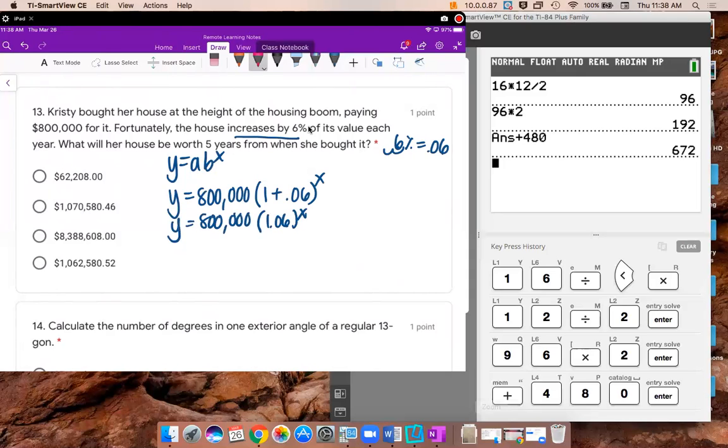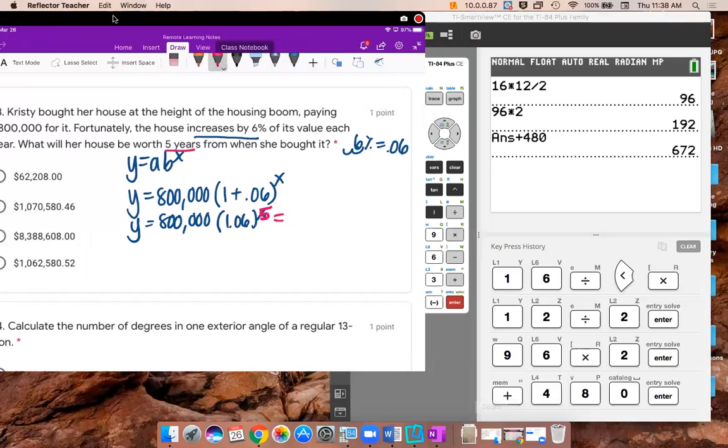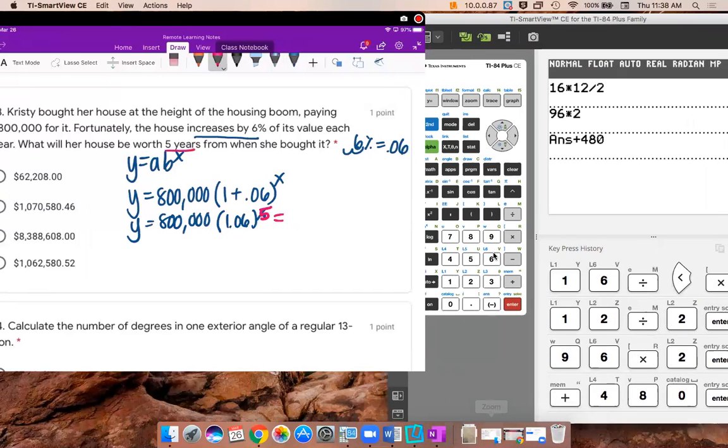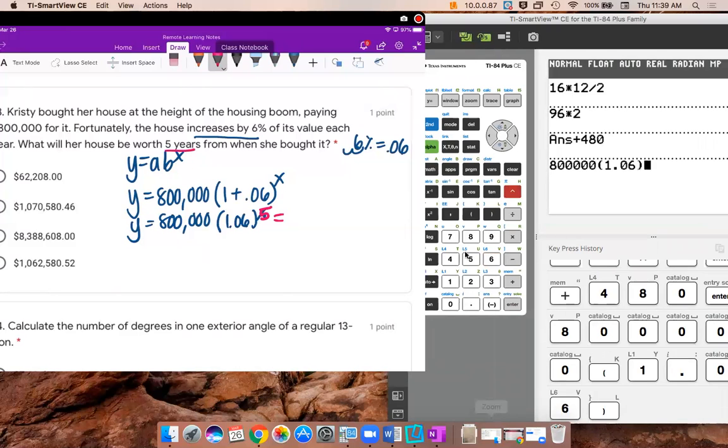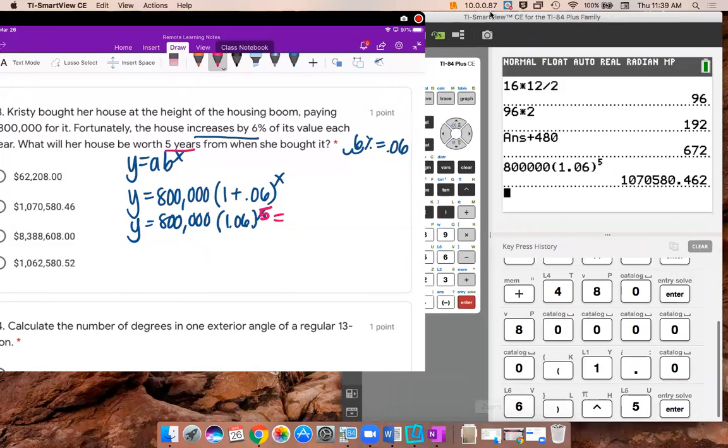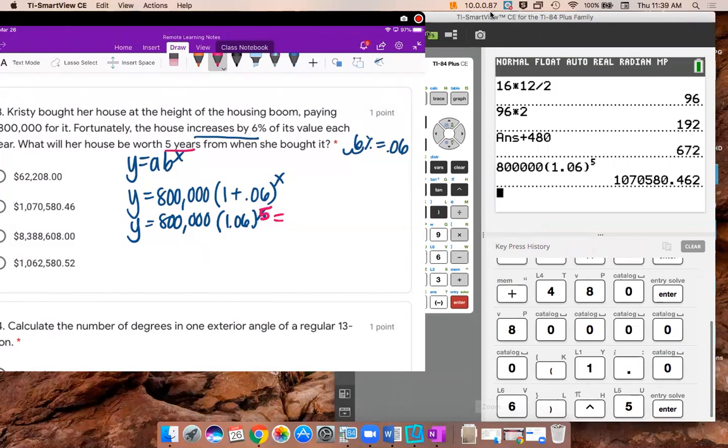So now if I just want to know how much it's worth in 5 years, I plug in 5 for that x right there. And then this does something really weird in your calculator. So I want to take a second and show you guys what it is. So we plug in 800,000 times 1.06 raised to the 5. And then what it gives out, oh, did I not put a decimal in there?